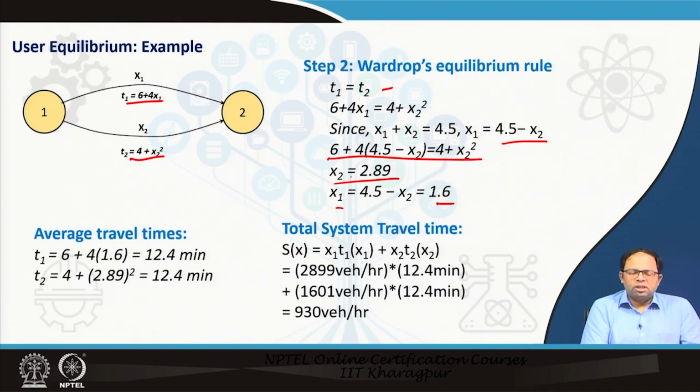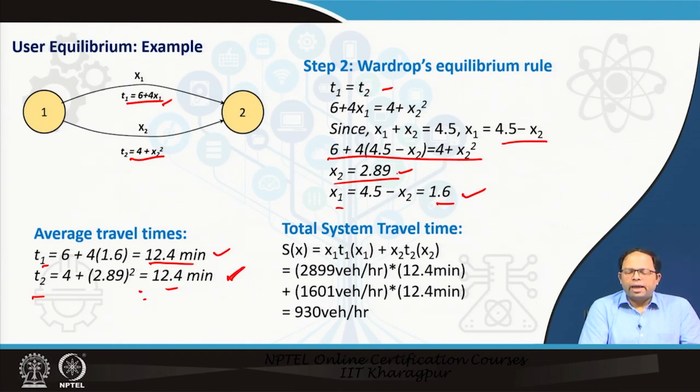Now I put these values in my travel times. Travel time T1 is equal to 6 plus 4 into 1.6, which comes to 12.4 minutes, and T2 is equal to 4 plus 2.89 square, which also comes to 12.4 minutes. So this is the equilibrium time, the travel time taken in these two routes. Of course, when we do that, we can also estimate the total flow in x2 and the total flow in x1.